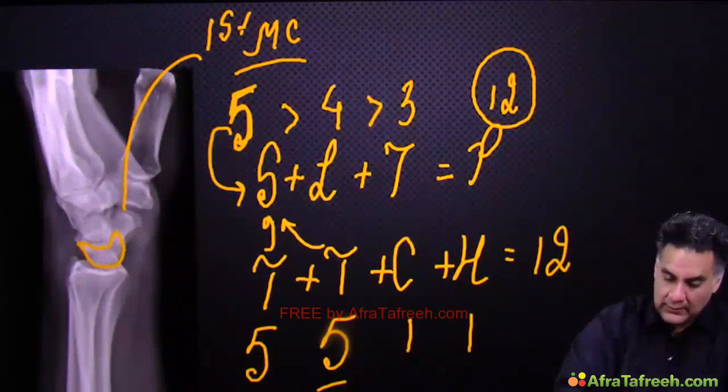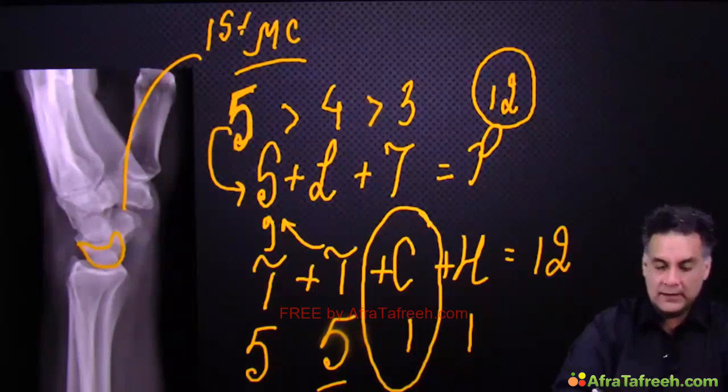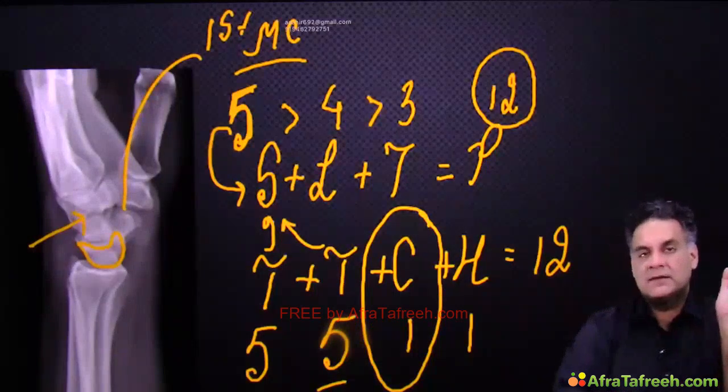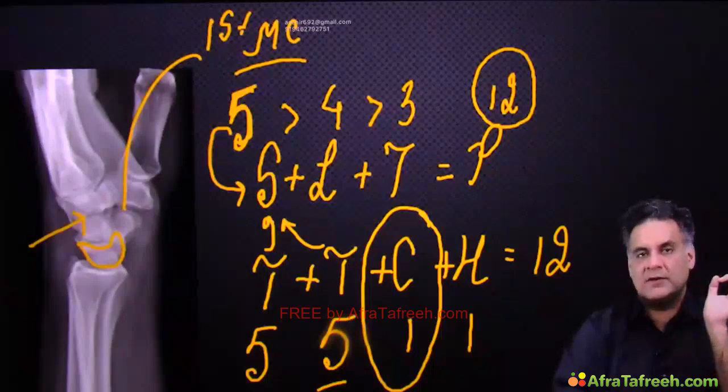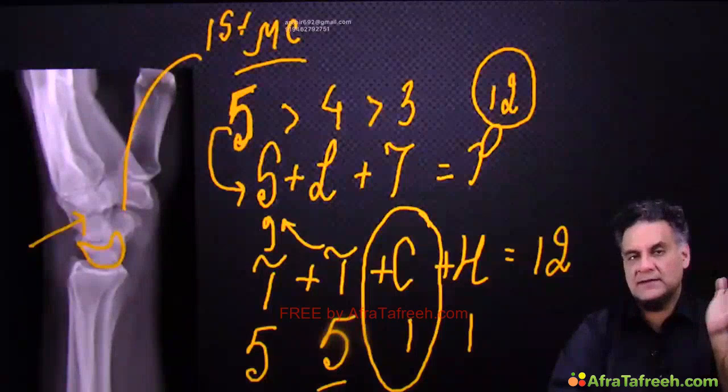Now here, capitate is the first one to ossify amongst the two, and it also happens to be the largest carpal bone. C for carpal, C for capitate. It is the first to ossify and is the largest carpal bone.